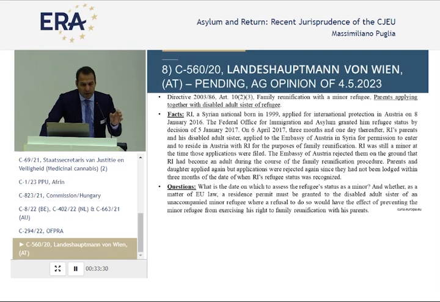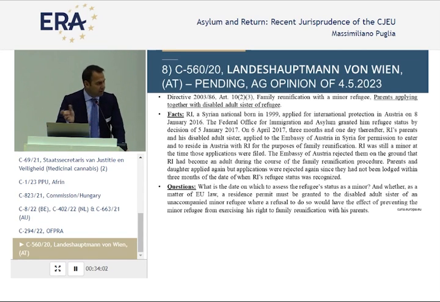We have one person who applies, a minor refugee, who applies to obtain refugee status in Austria. He receives the refugee status, and then his parents and his disabled adult sister apply for family reunification. In this case, the application is rejected because there is a matter of time limit. I will not stay on this aspect, but I will focus on another important aspect.